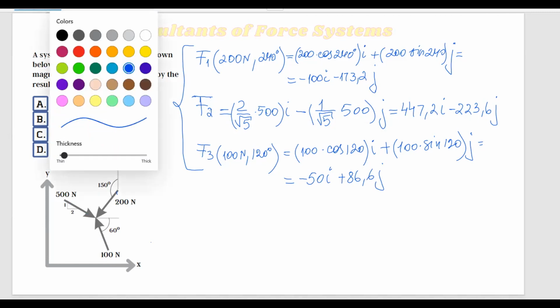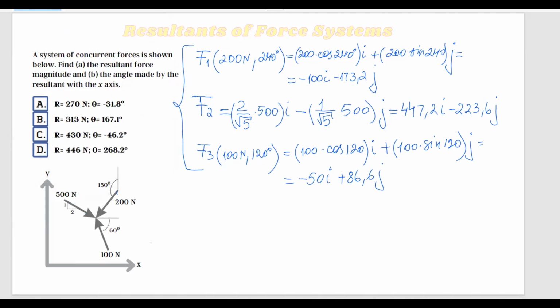What I want you to remember is that you can do this without knowing this formula here. If you say this is the x-axis, this is the y-axis, and you have your force in the third quadrant, we know that this is 150. We can find that this angle is going to be equal to 150 minus 90 degrees. So the angle is going to be equal to 60 degrees.